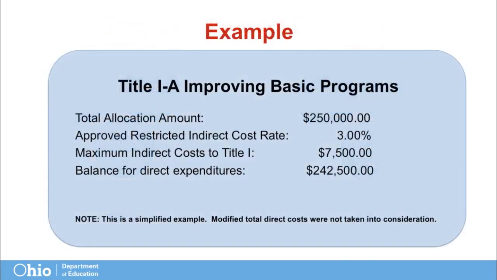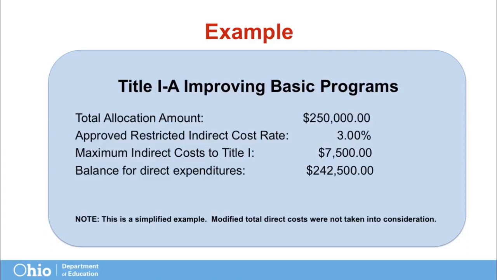Here's a simplified example of how utilizing an indirect cost rate would be beneficial. If your Title I grant allocation is $250,000 and an indirect cost rate of 3% is utilized, indirect cost expenditures totaling a maximum of $7,500 can be charged to the Title I grant. This frees up $7,500 in the general fund for other expenses.